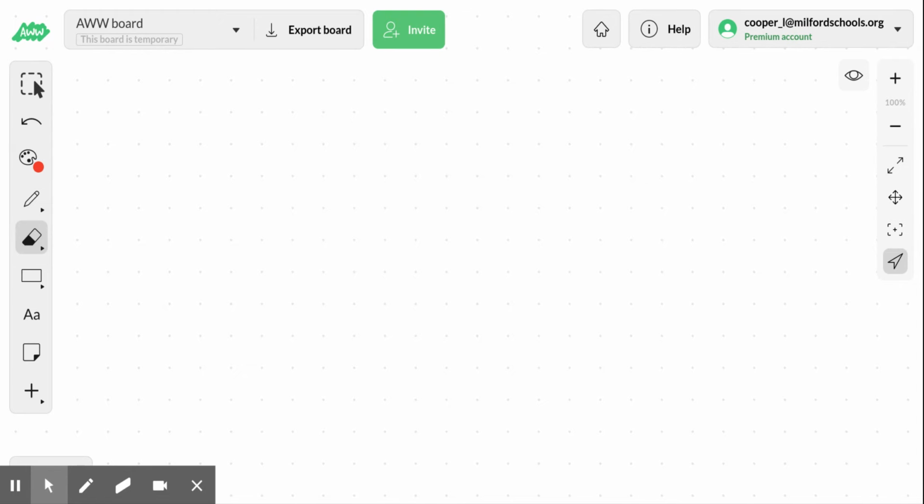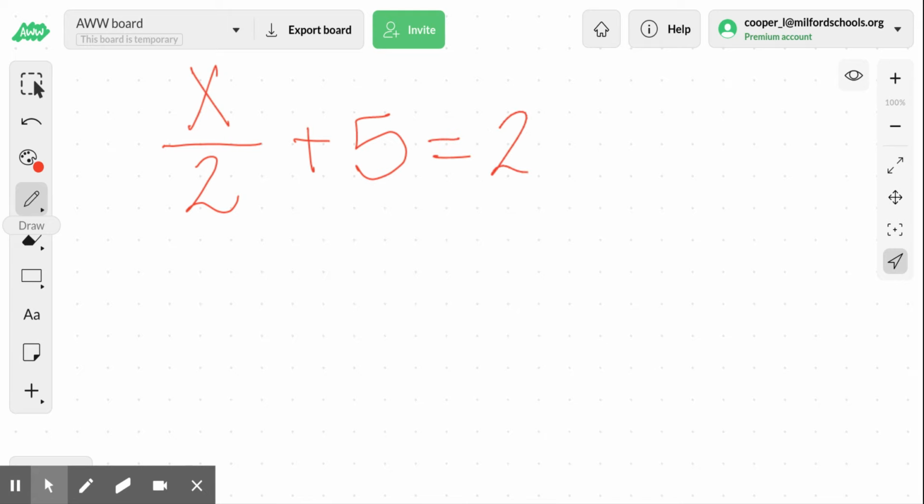So you may see something like this, x over 2 plus 5, and let's say that equals 20. So here, notice we have a plus 5, that's one operation. We also have an x divided by 2, so that's our next operation. So the first thing we're going to do is we are going to get rid of this 5 over here.